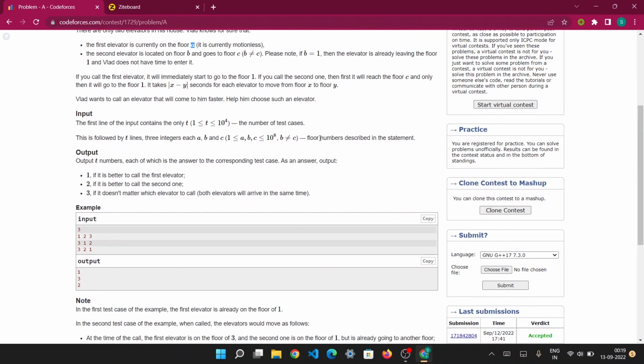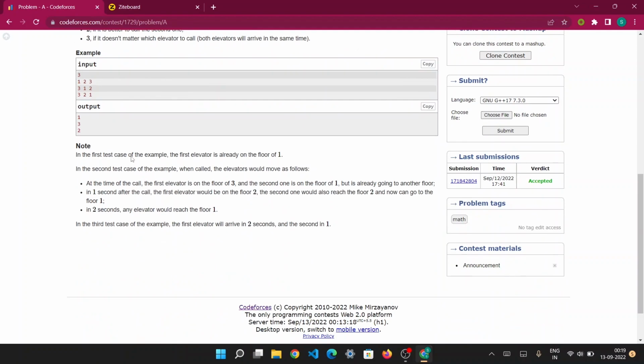So here we have the input and the input format. What are we supposed to print? We are supposed to print 1 if it is better to call the first elevator, 2 if it is better to call the second one, and 3 if it doesn't matter which elevator to call. So let us see the problem now.